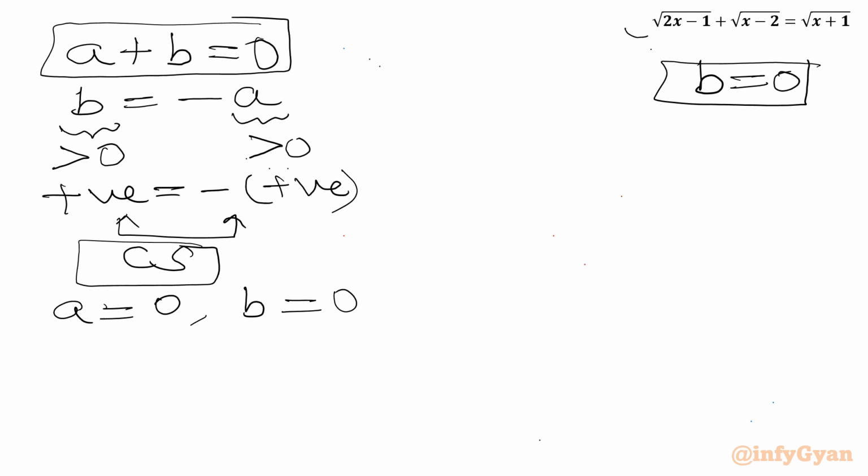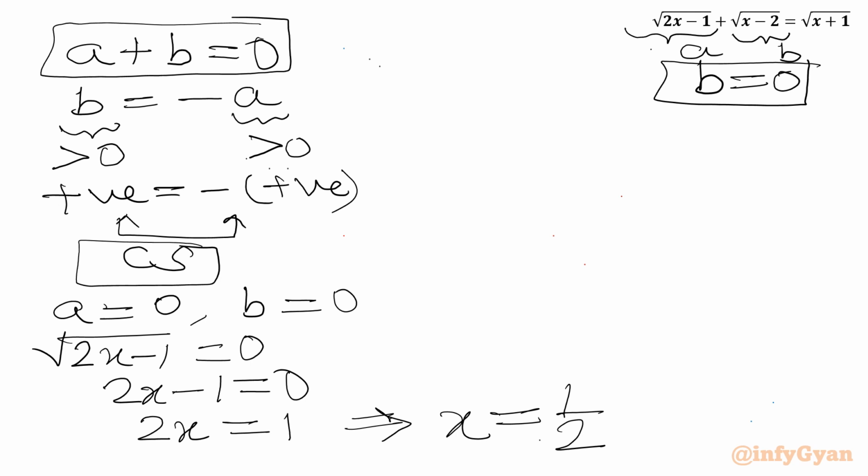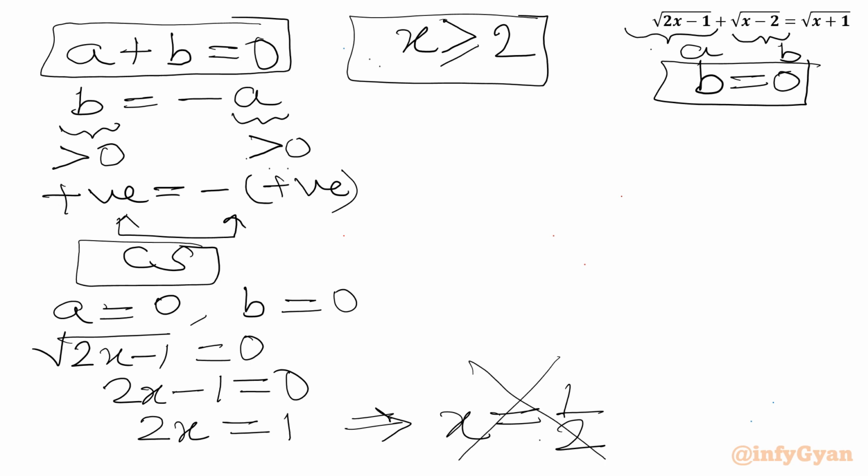So a was our substitution root 2x minus 1. b was our substitution root x minus 2. So I can write root 2x minus 1 equal to 0. Consider squaring both sides. 2x minus 1 equal to 0. Add 1 to both sides. 2x equal to 1. Once we divide both sides by 2, x will be equal to half. And the condition on x was x must be greater than or equal to 2. So we will reject this solution.